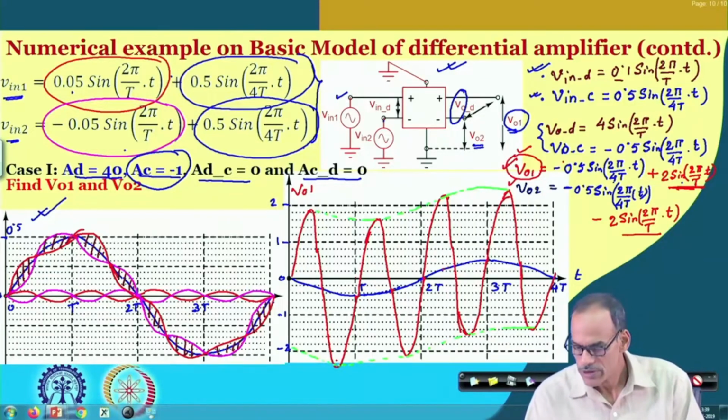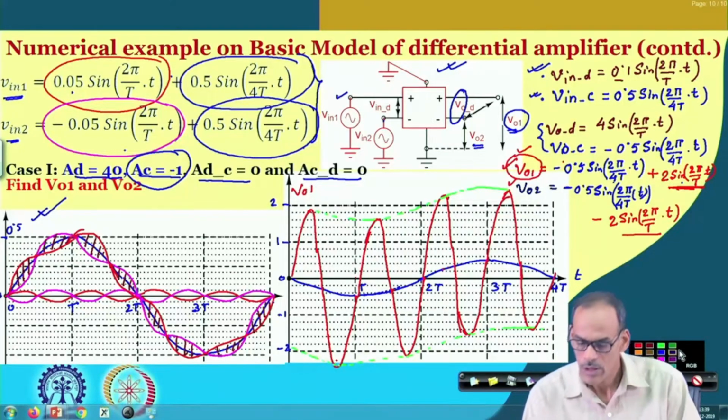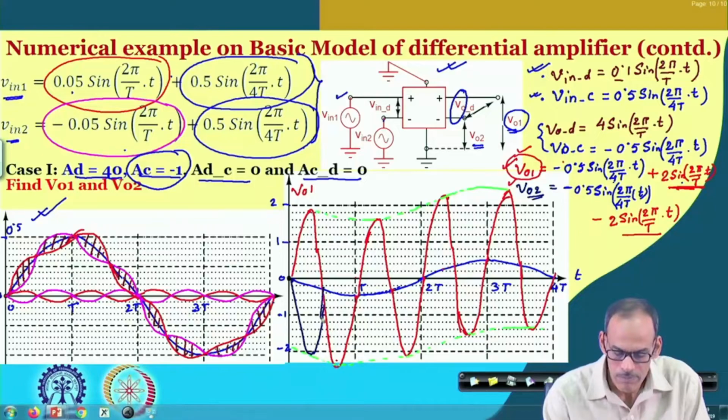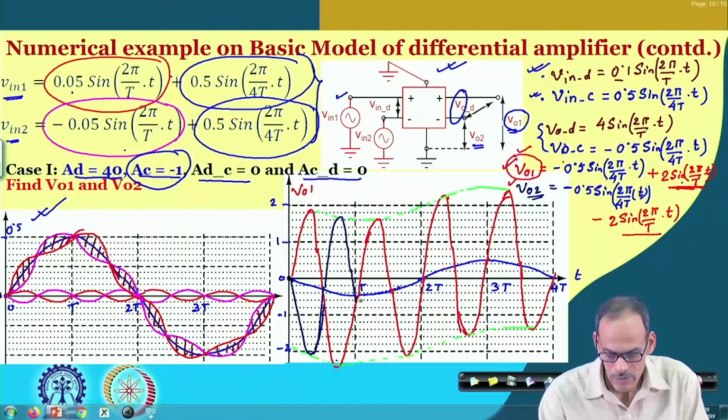Now if you plot the other output, namely VO2, it is complementary, but the common mode part remains the same. Only the differential part is complementary, and it goes like this.